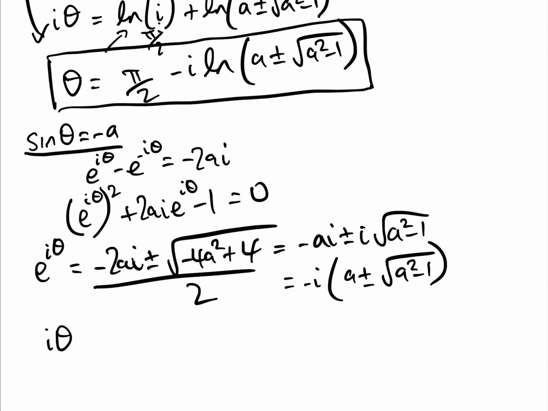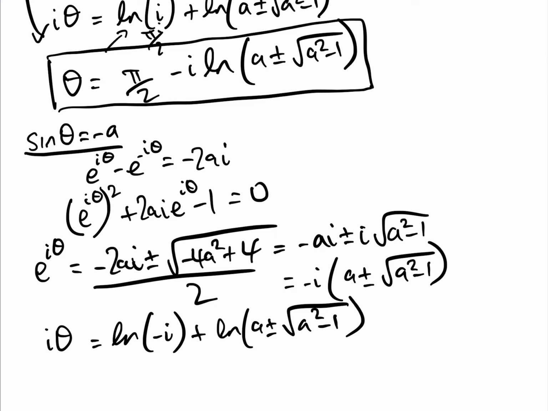And then what we do is we take logs again. That gives us i theta equals log of minus i add log of a plus or minus root a squared minus 1. And again, if I'm going too quick here, have a look at the previous video where we did the equivalent for cosines, where we go through it much slower.